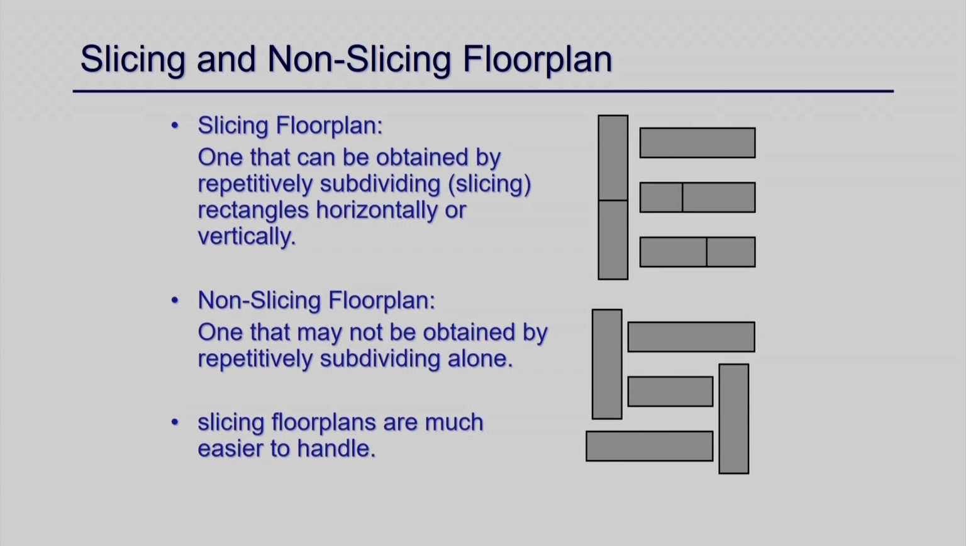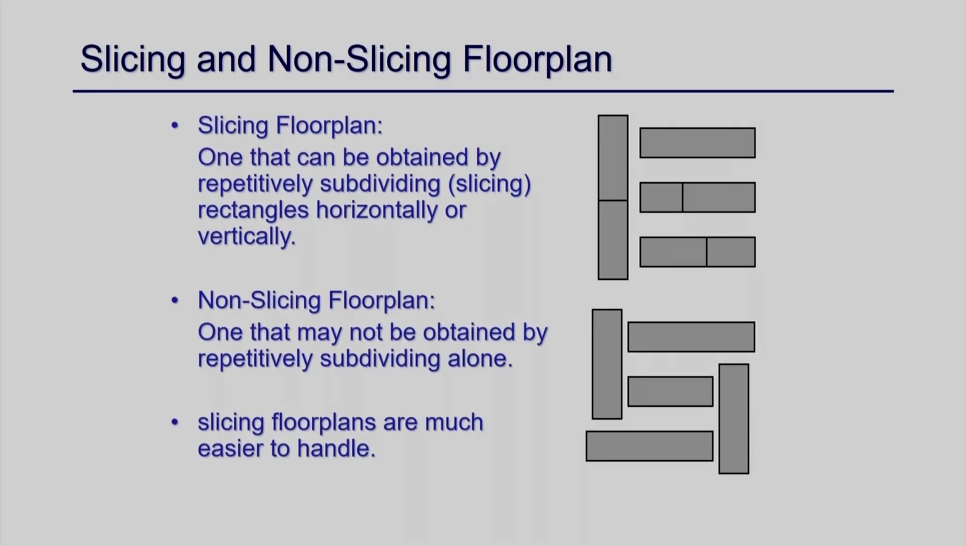I mean, sliceable floor plan is something. So, you finalize your aspect ratio and you finalize your block height and width, right, and then you place them. So after placing, one is sliceable, means what? Your floor plan can be obtained by repeatedly just slicing the things horizontally or vertically.